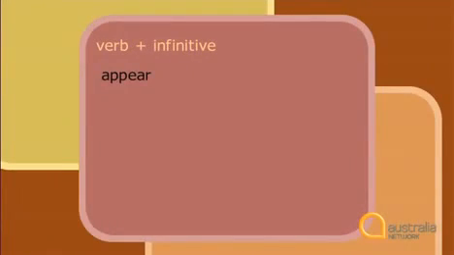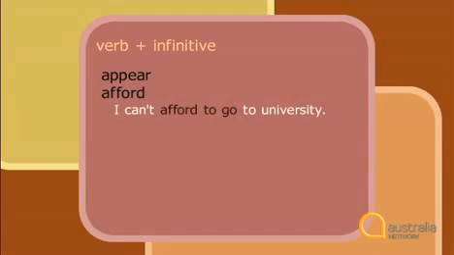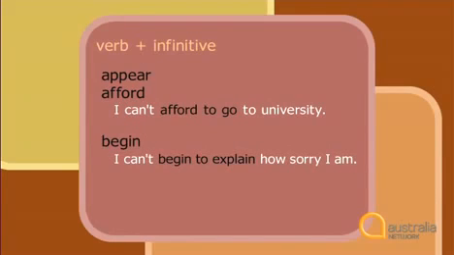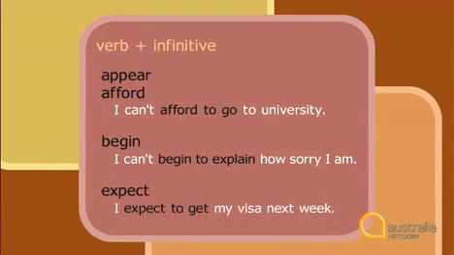In English, there is a set of verbs that can be followed by infinitives. Appear is one example. Other examples are afford. I can't afford to go to university. Begin. I can't begin to explain how sorry I am. Expect. I expect to get my visa next week. To use these correctly, you should learn the list of verbs taking the infinitive.